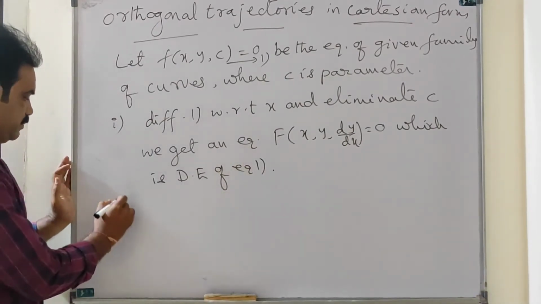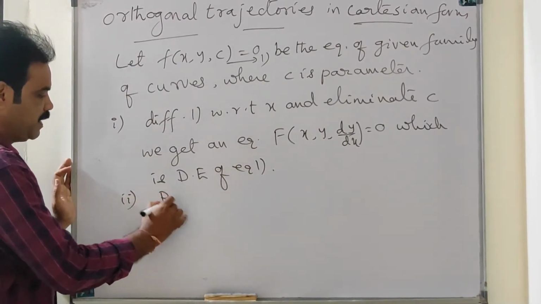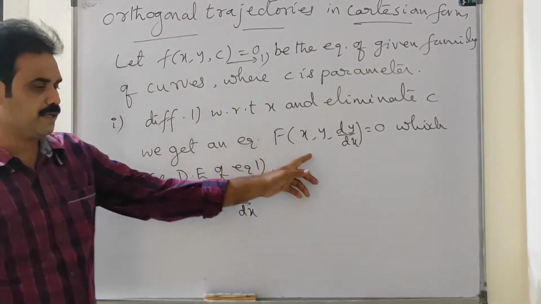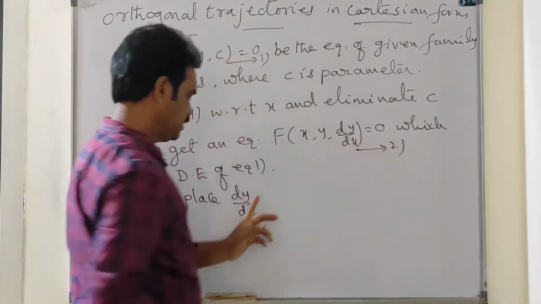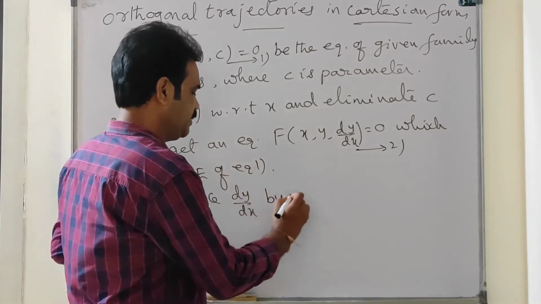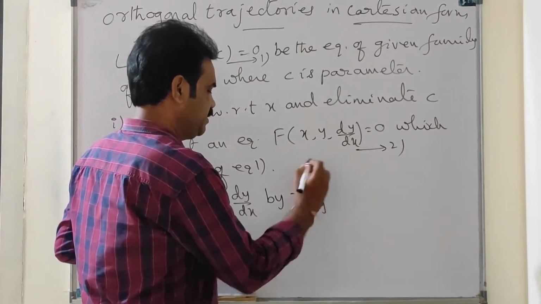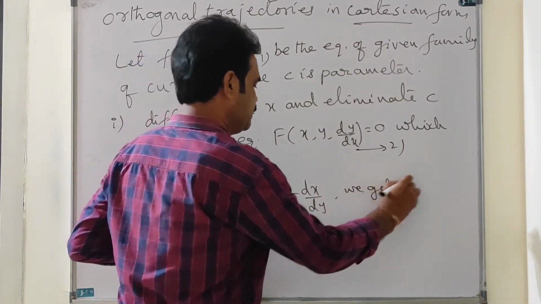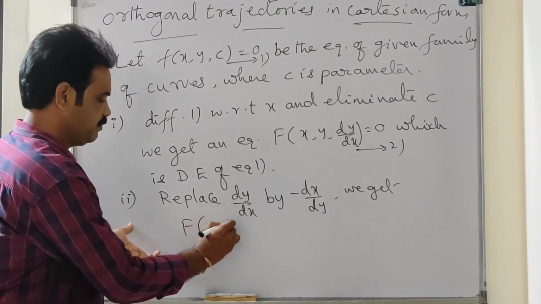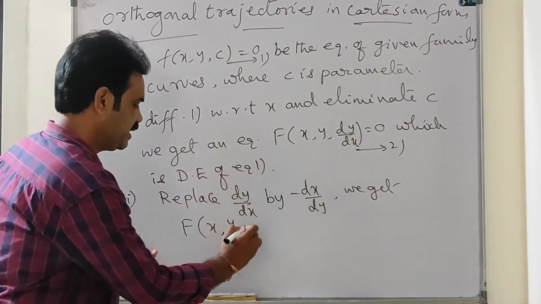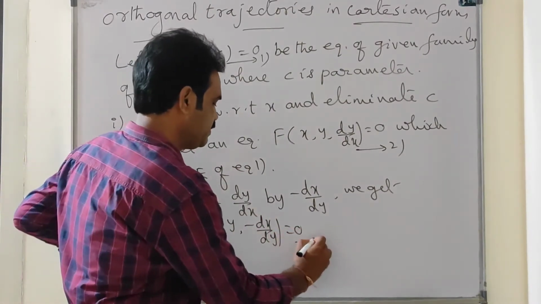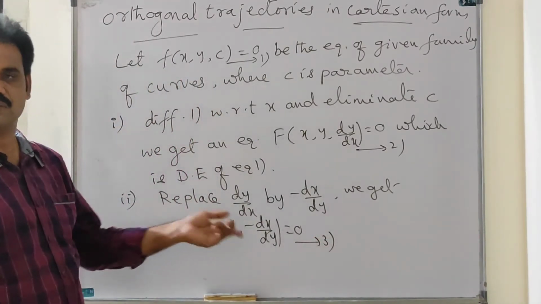Now replace dy/dx by minus dx/dy. Let it be equation 2. So we get F(x, y, minus dx/dy) = 0. That will be equation 3. This is the differential equation of orthogonal trajectories.